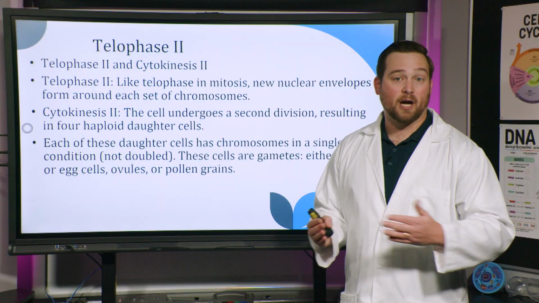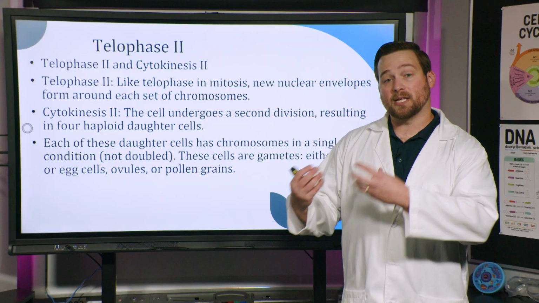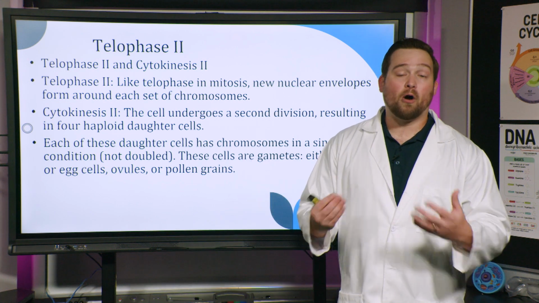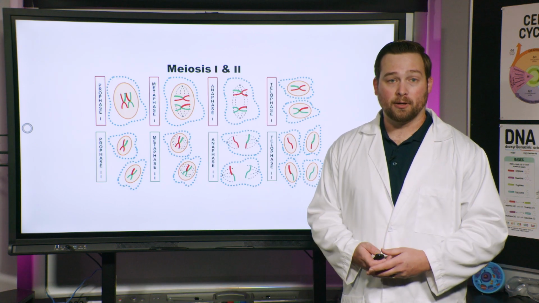Every organism does this if they're reproducing sexually, so this could be in a human, this could be in an animal, this could be in a plant, but it all results in the same thing, those 4 cells that are all haploid from each other.